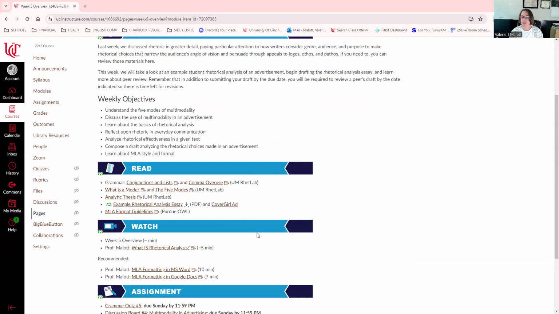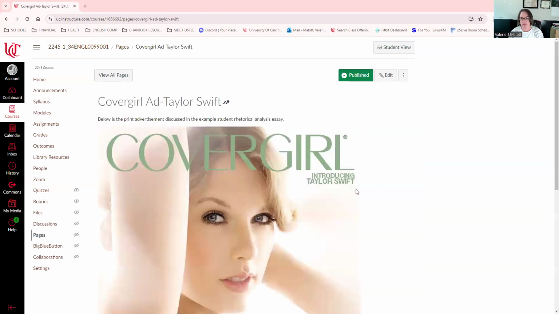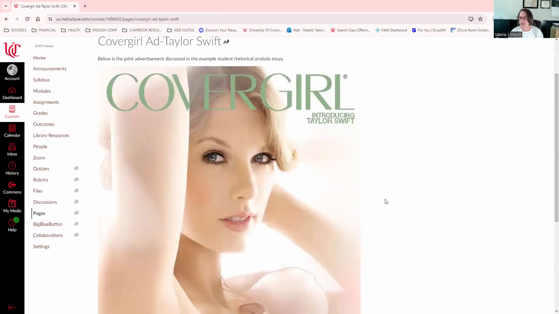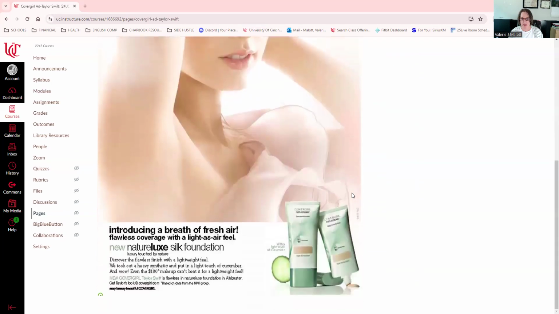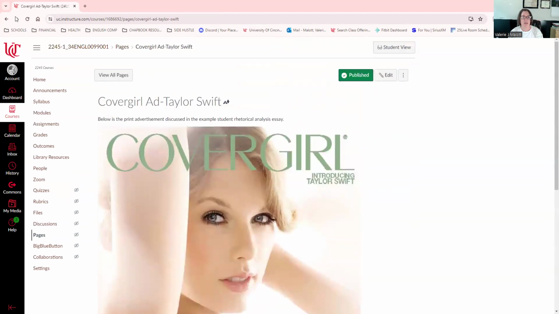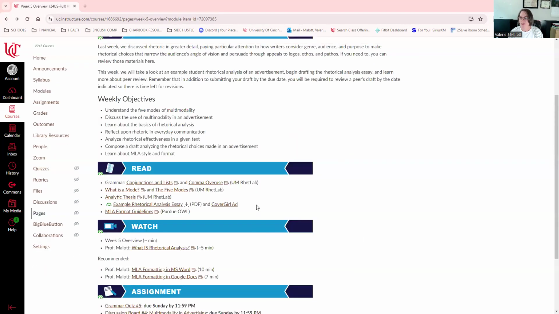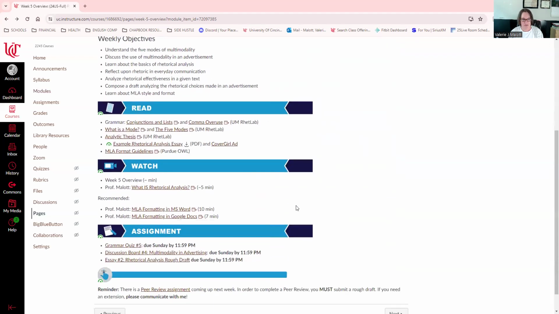So there we have the example essay, which will give you some kind of an idea of the types of things that we tend to look at in a rhetorical analysis. I also have provided the CoverGirl ad, which you will see. This is the ad that the student was actually writing about so that you can see the actual visual of it and read the fine print and see the picture of the product itself. So that's an example of how you can write a rhetorical analysis of a still ad.